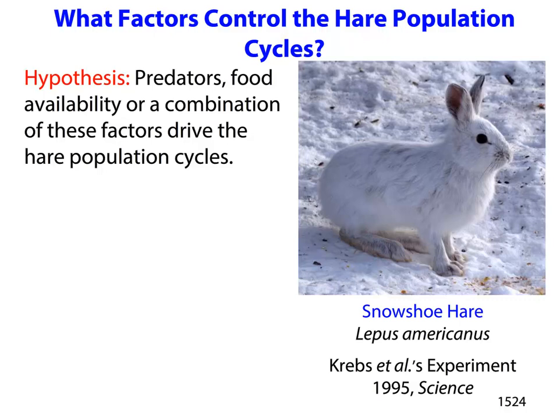So their hypothesis was, is it predators or food availability or a combination of the two that would actually drive the hare population cycles, okay? And so here we have a nice little picture of a snowshoe hare, okay? They look very sleek and streamlined.